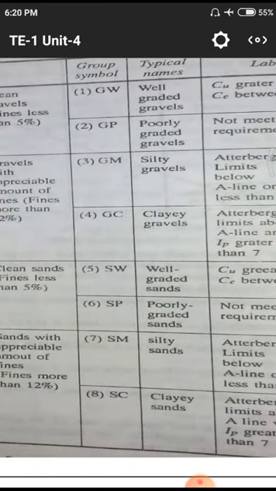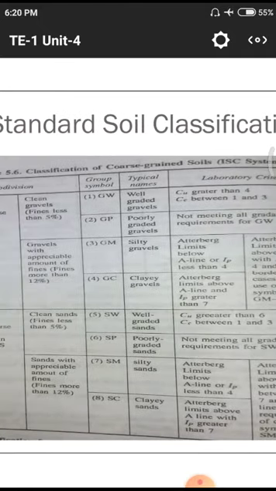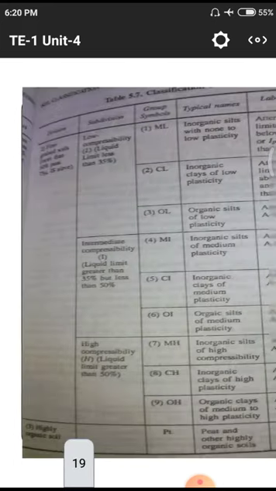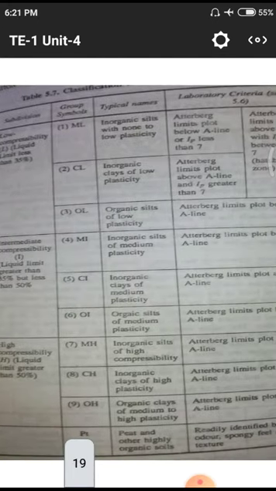In yesterday's class I discussed how we have to remember. We are having some terminology: GW, GP, GM and GC. In those, G means gravel, W means well graded gravel, P poor graded gravel, M medium and C clayey gravels. Likewise for the bottom also. S means sand: well graded, poor graded, medium graded and clayey sands. Likewise here they are having another classification.